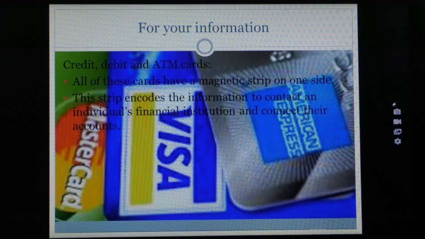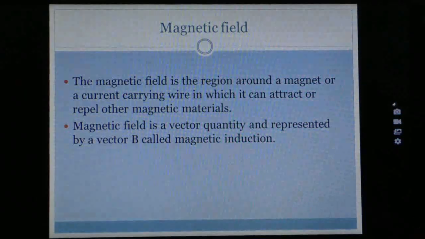This is again for your information. Credit, debit and ATM cards. All of these cards have a magnetic strip on one side. This strip encodes the information to contact an individual's financial institution and connect their accounts.